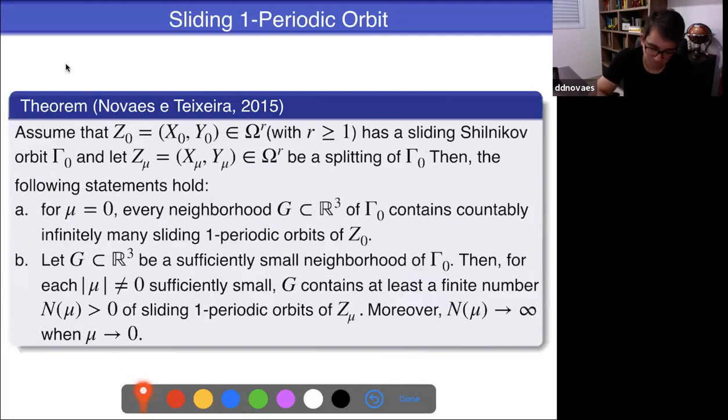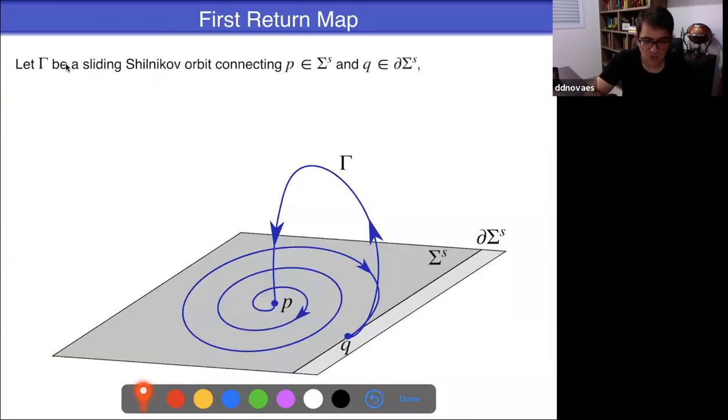Okay. Here, when you break the sliding Shilnikov orbit, you have assured the existence of a finite number of sliding periodic orbits. But we will see that we still have infinitely many periodic orbits if you consider higher periods. Okay, so to prove this theorem, what we have to do is to study and define the first return map and see what's happening.